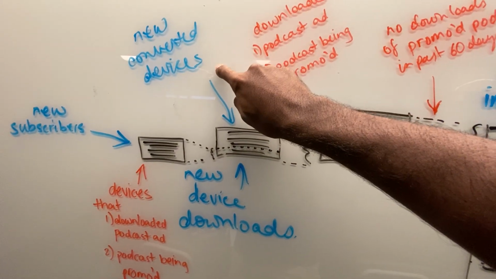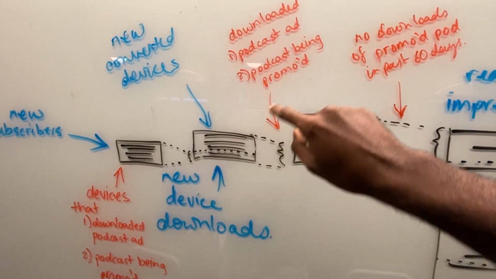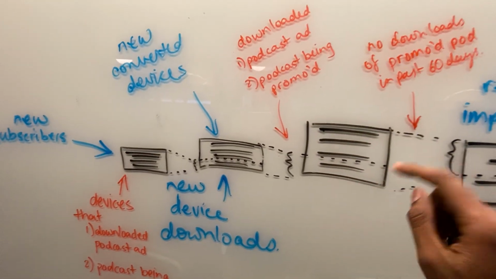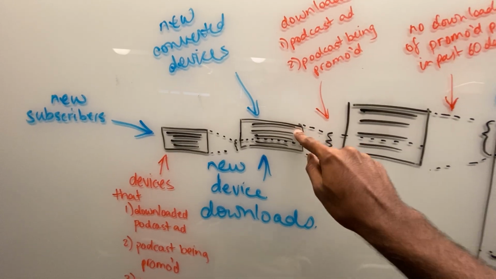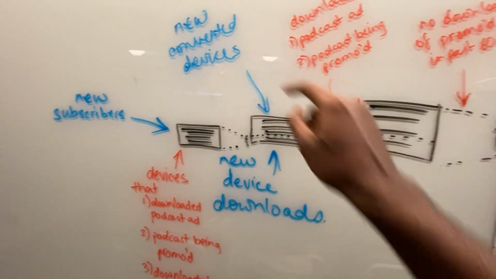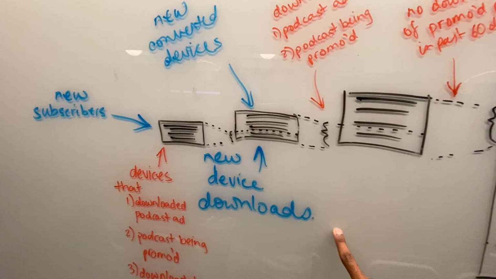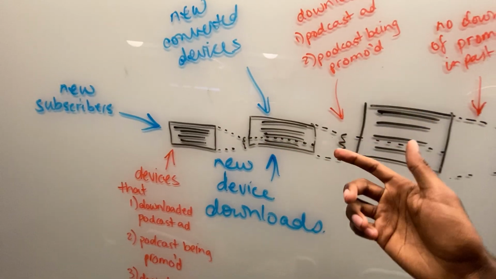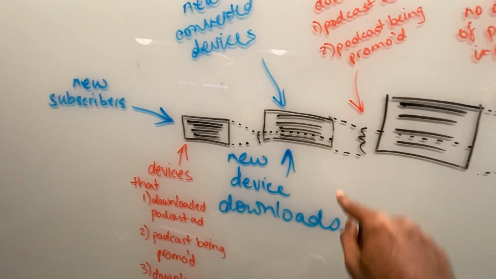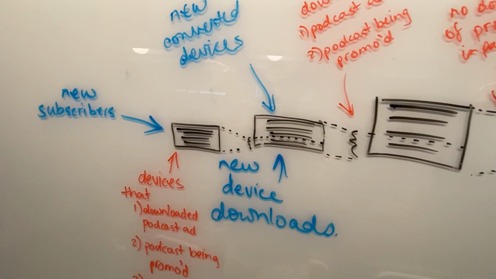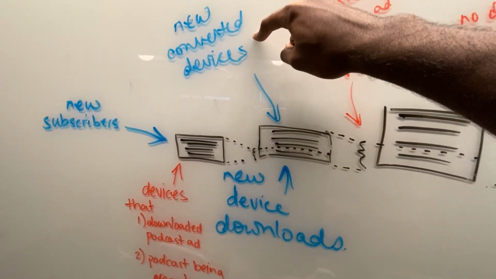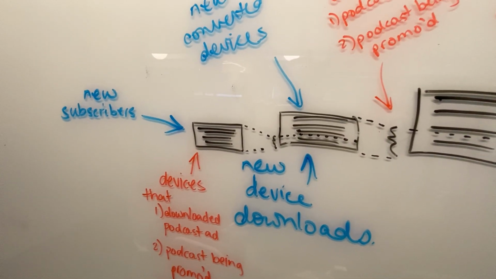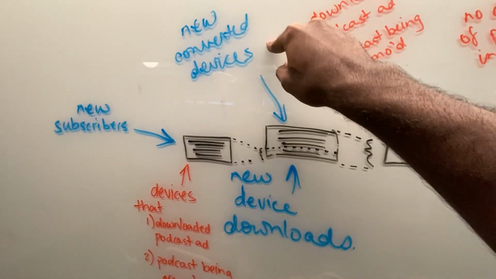So the new converted devices are those who have downloaded the podcast ad and they've downloaded the podcast being promoted, but they have not listened to the podcast being promoted in the past 60 days. The total number of downloads that this group of people cause is what we refer to as the new device downloads. And so, there might be 100 devices in here and they all cause 100 downloads. That's one possibility. You might also get really big fanatics, where there might be 5 people in here who download every single episode of the podcast. And then that would be 100 downloads, but 5 converted devices.